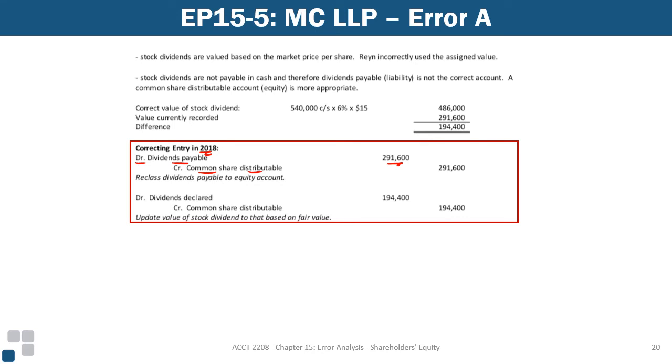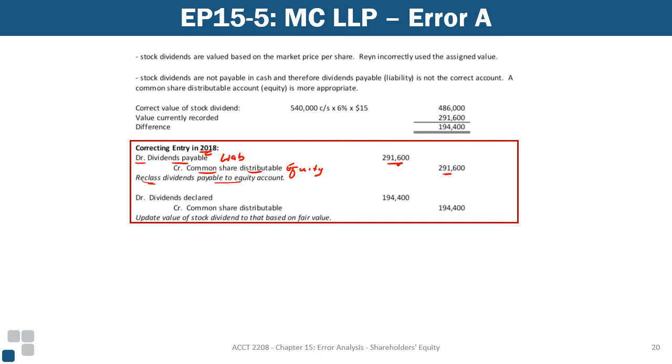So it's to be settled next year, it's to be distributable. The dividend payable account, of course, is a liability account, but the distributable account is an equity account. Okay? So put that in the correct spot, and that's to reclass the dividend payable to an equity account.